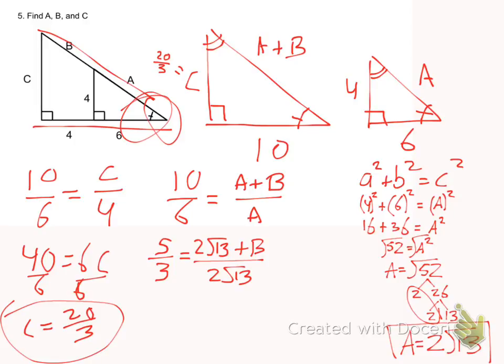So, what happens when I cross multiply? I end up with 5 times 2 times the square root of 13, which is how many of them? 10 of them. So 10 square root 13 is equal to, who recognizes that when I multiply the 3 times the top there, that top really has a set of parentheses on it. So I need to use the D word and distribute. 3 times 2 square root 13, 6 square root 13 plus 3b.